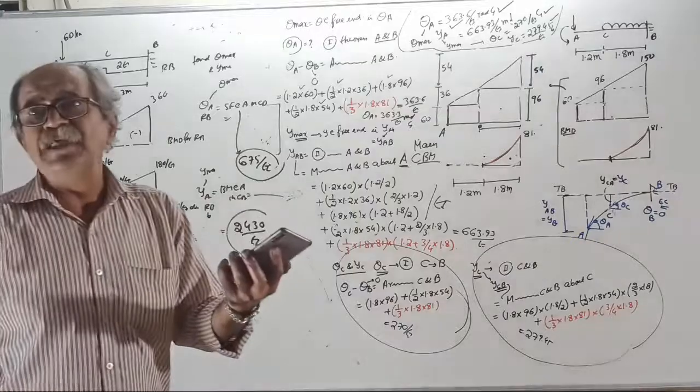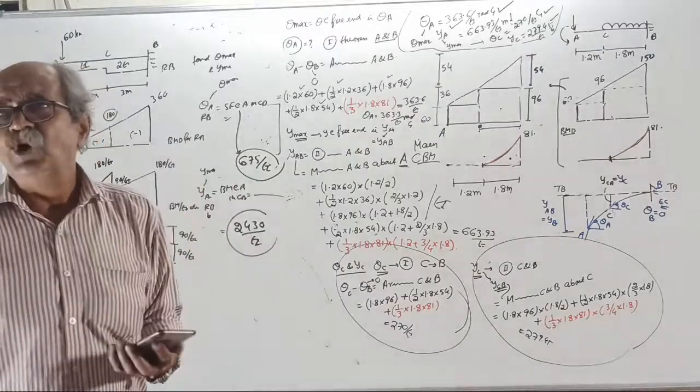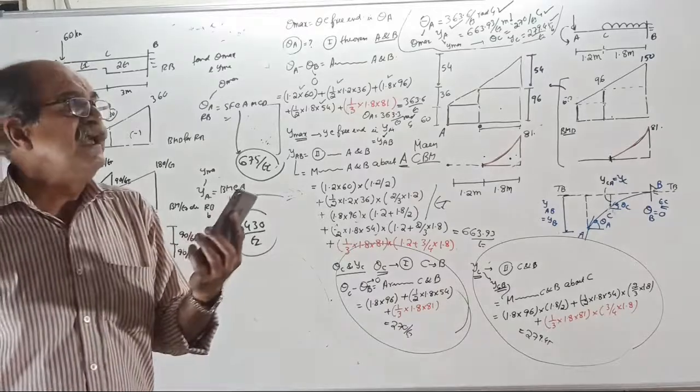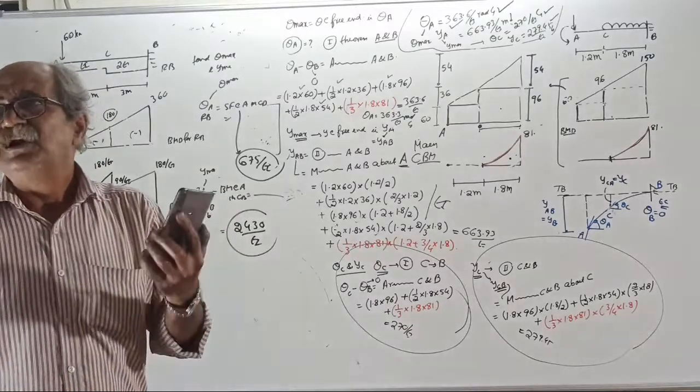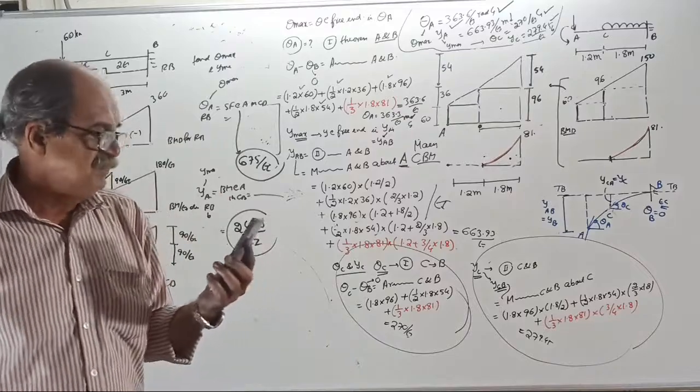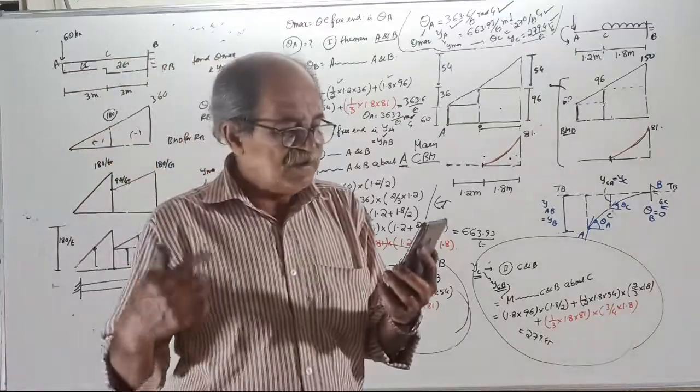The day after tomorrow, that is next week, is a new chapter, most probably columns: the theory of Euler's buckling load, Rankine's failure load, and different versions of column theory. Next class. Okay, start. I will wait.